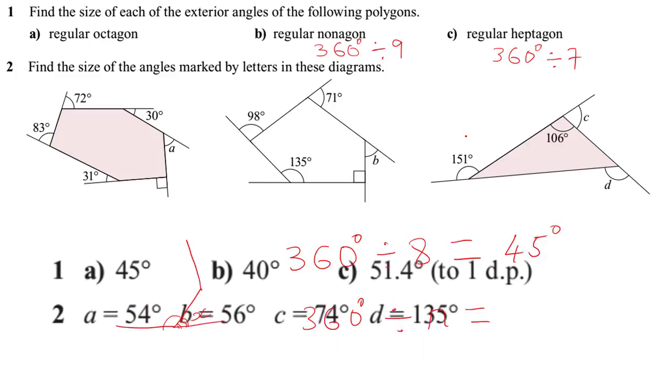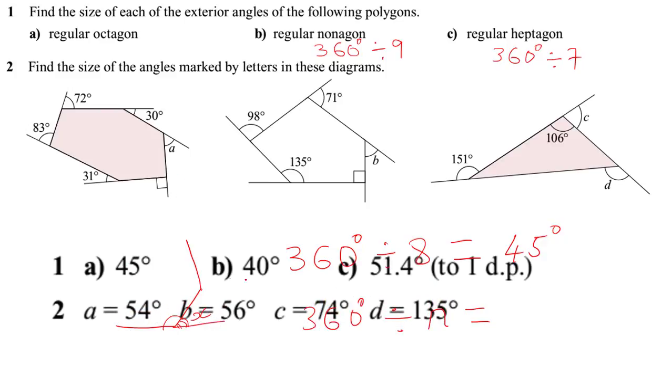Okay, so for question 1, the answer is 45, B is 40, C is 51.4. Round it to a decimal place. So if you want to pause the video and just mark your work. Okay, I hope you get that.